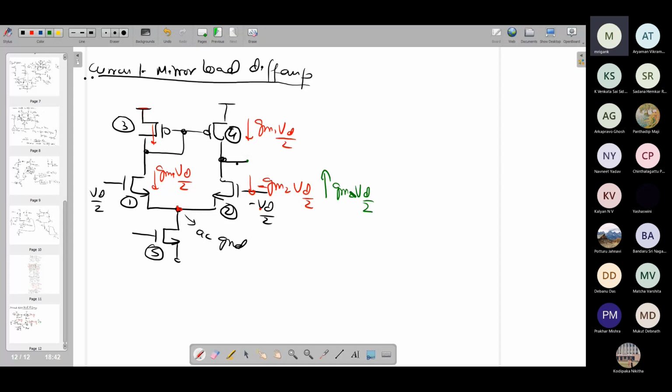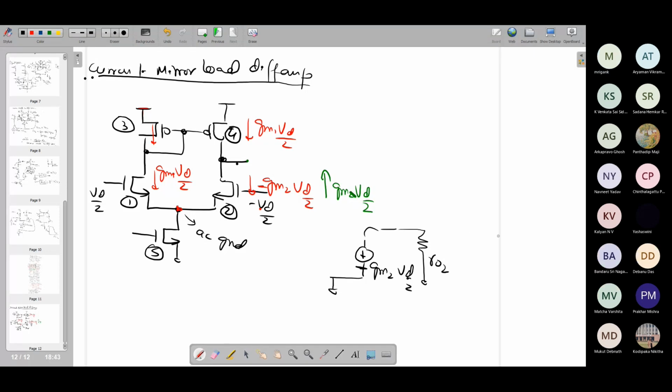And now if I look at these two transistors, M4 and M2, if I draw the small signal model of this, you have some small signal current produced by the GM2 Vd by 2 minus, right? And you have the RO of 2, RO2. Likewise, at the drain of M4, you are also having GM1 Vd by 2 coming. Why is it GM1 Vd by 2? Because ultimately you see the same thing will happen, right?